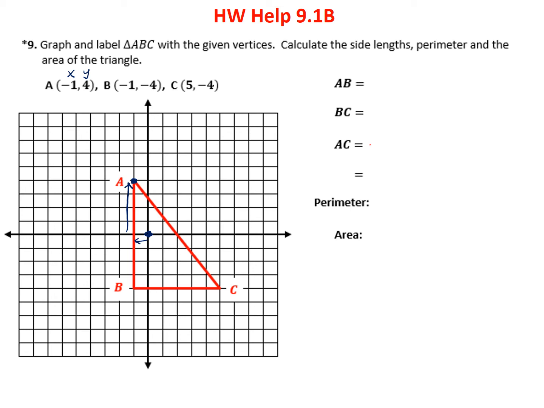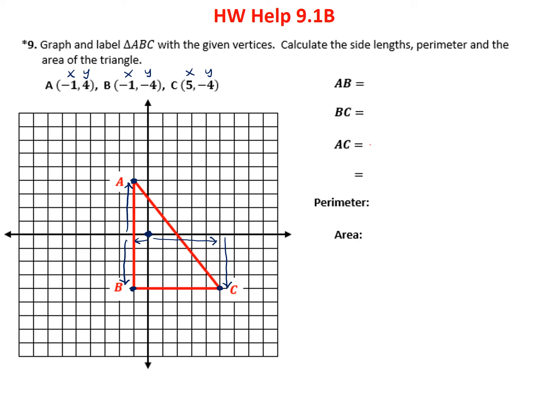For B, again, the x and the y. B says x is -1 again, so I come over 1. This time I go down 4. And there's my B. And then finally point C says x is 5, y is -4. So here I go over 5, 1, 2, 3, 4, 5, and then we go down 4 to find C. And then we connect the lines to draw a triangle.